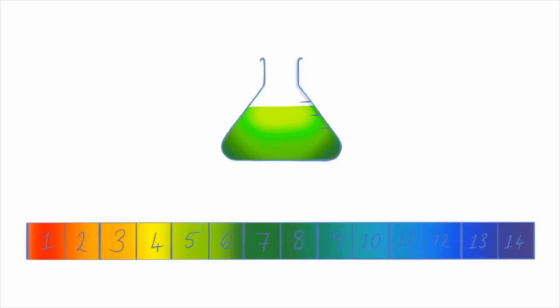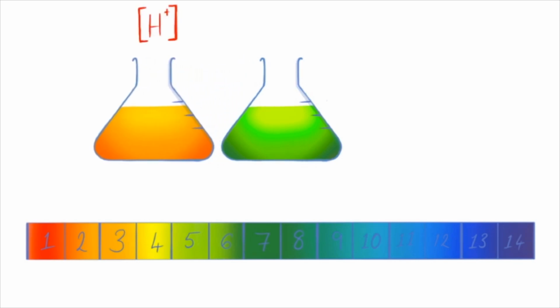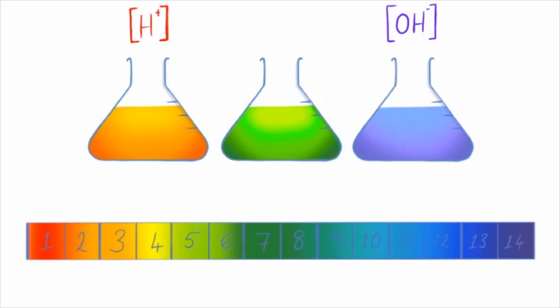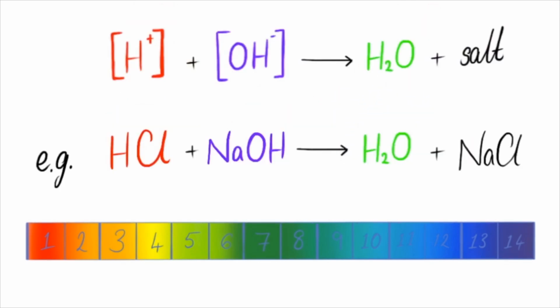A neutral liquid, like pure water, has a pH of 7. An acid is a molecule or ion capable of donating a hydrogen ion when dissolved in water, whereas a base will produce hydroxide ions. When an acid and a base are added together, they combine to make water and a salt.